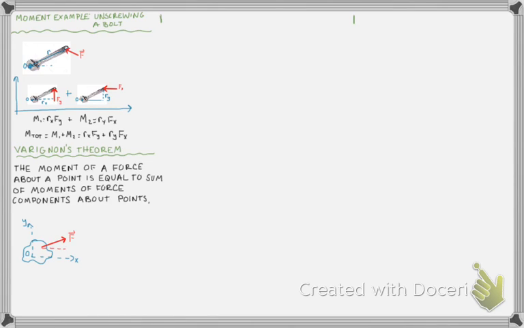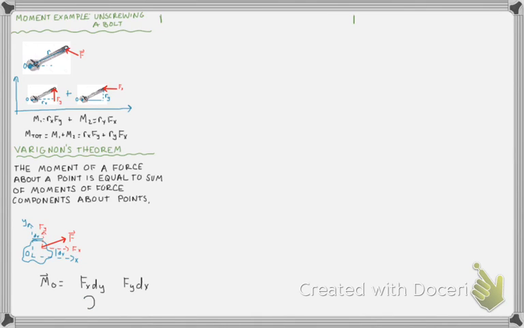Here's my axes, and here's the force. It has two components, Fx and Fy, and that Fy acts a distance of dx away from the origin, and Fx acts a distance of dy away from the origin. So Mo is going to be equal to Fx dy and Fy dx.